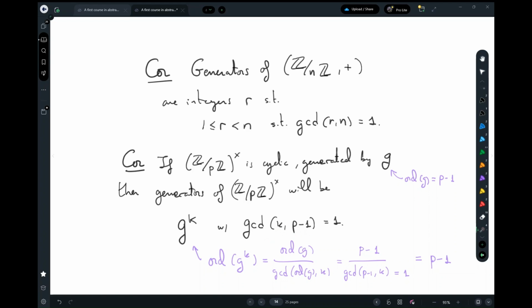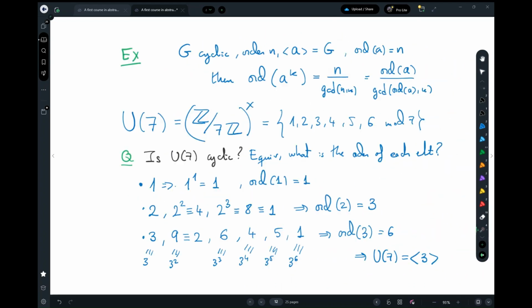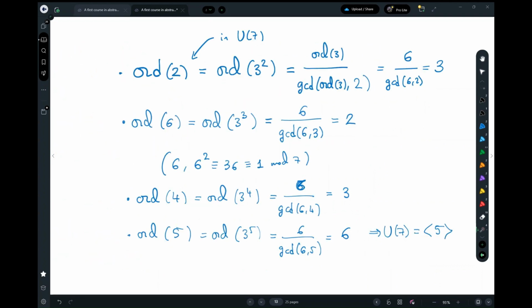Let's see that actually we do have an example right here, because we had U7, which is Z modulo 7Z cross, where 7 is prime. There are 6 elements in here, 7 minus 1. We found a generator, 3, and what the result tells me is that the possible other generators will be 3 to the 1 or 3 to the 5, because 5 and 6 are relatively prime. And then we see that indeed 5 has also order 6, so 5 is also a generator.